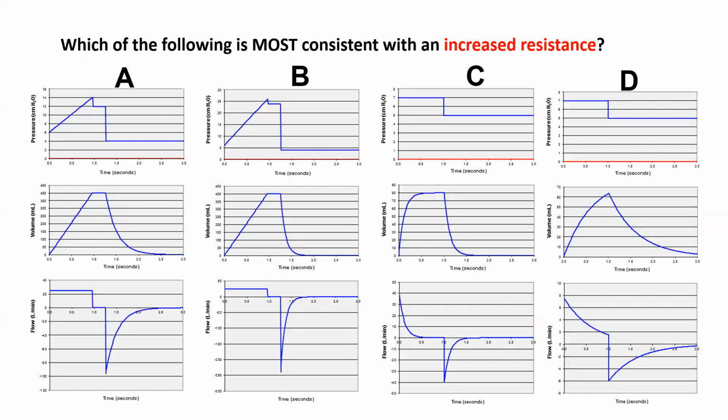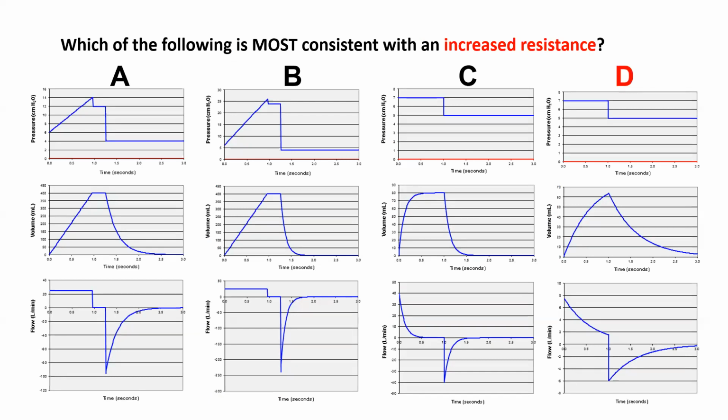So now I'm giving you 4 waveforms, A, B, C, and D. And I'm going to ask you which of the following is most consistent with an increased resistance. What do you think? I'll give you a second to think about it. I'll give you a hint: look at the flow waveforms and the time constants.